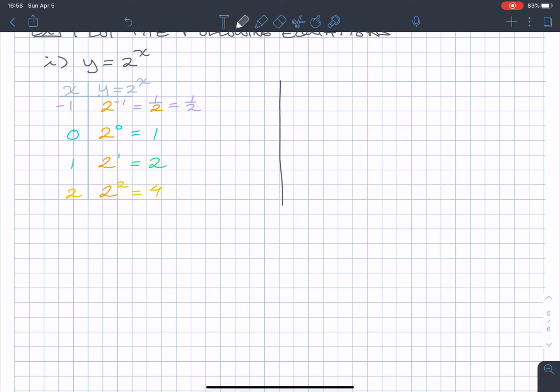So let's do x and y axes. So the x-axis is the horizontal axis, and the y-axis is the vertical. Let's do 1, 2, 3, 4. Actually, no. Let me space those out a bit more. So let's do 1, 2, 3, 4 up the y-axis, and negative 1, 0, 1, 2, 3, 4 along the x-axis.